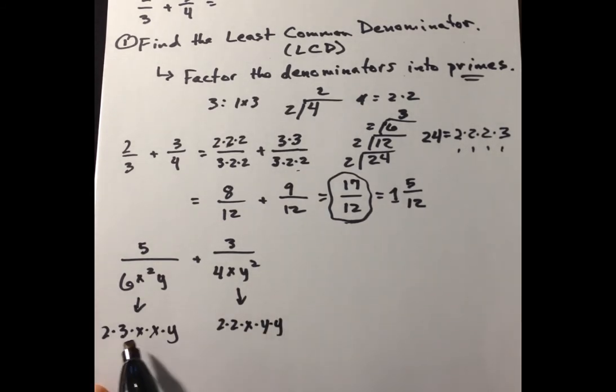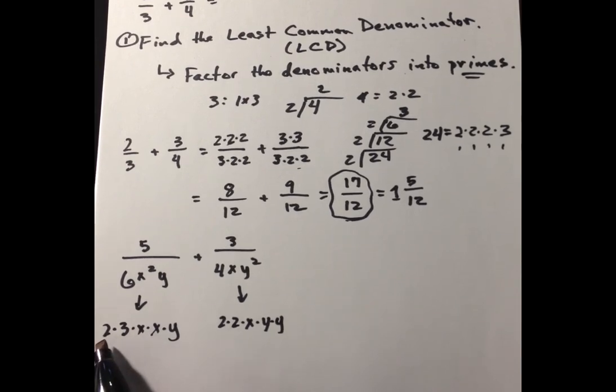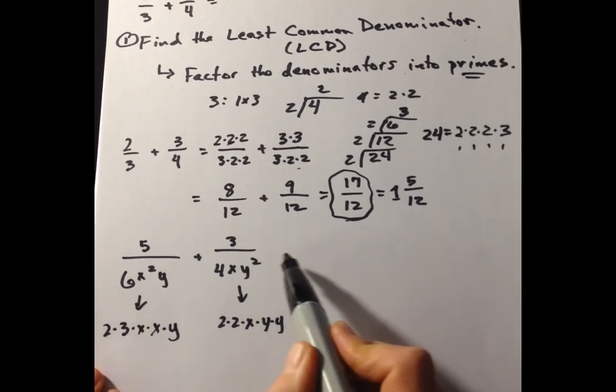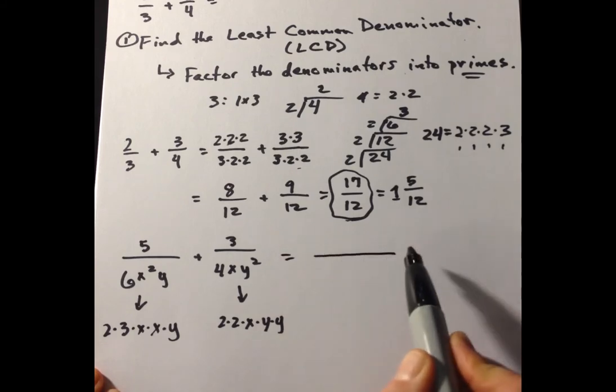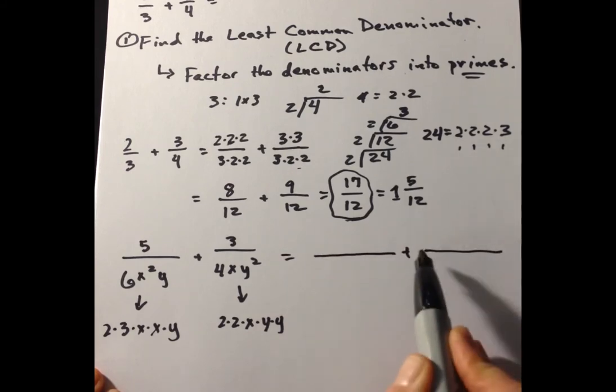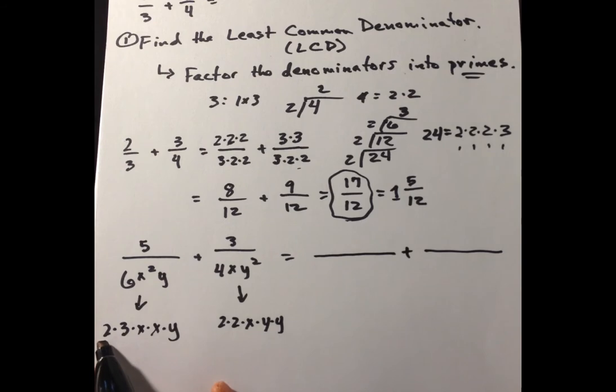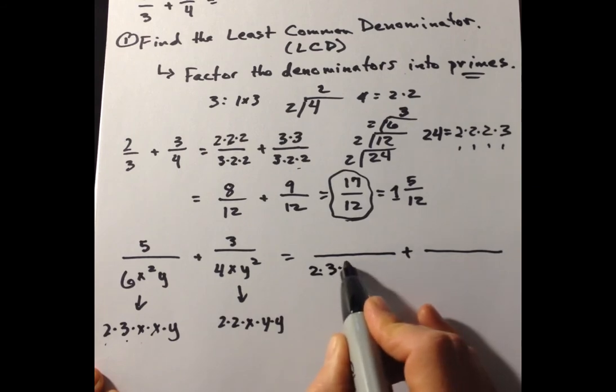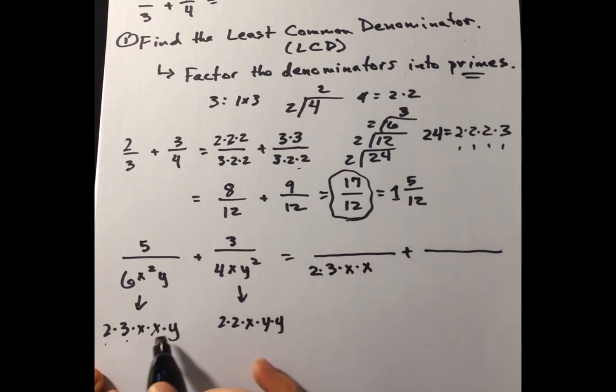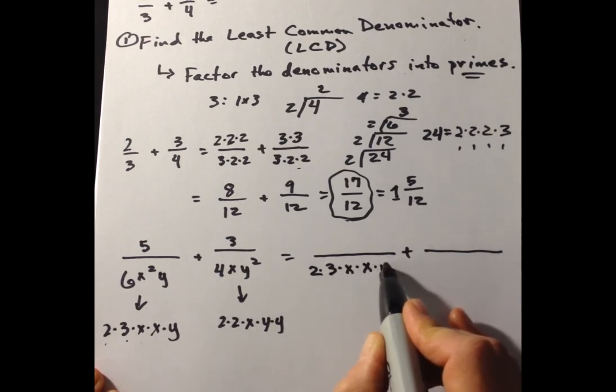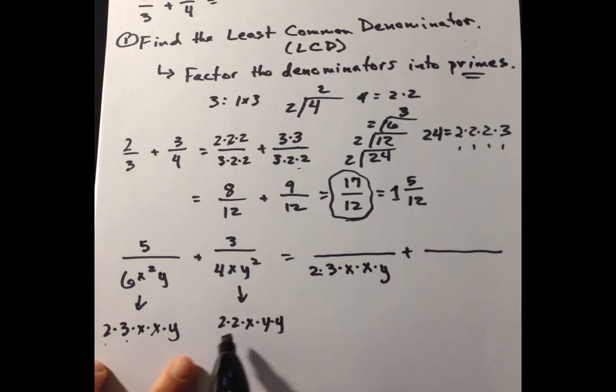Okay, so for our lowest common denominator, we know that we need, from over here, at least one factor of 2. So I'm just going to start putting the factors in. So I need at least one factor of 2. I need a factor of 3. I need 2 factors of x, minimum. And I need a factor of y. Does that account for everything I need over here?